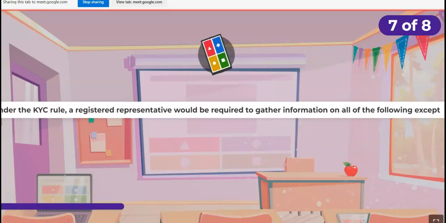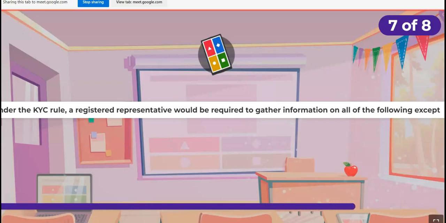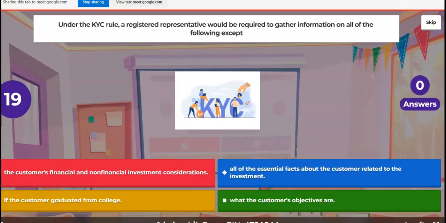Under the KYC rule, a registered representative would be required to gather information on all the following except: A, the customer's financial and non-financial investment considerations. B, all of the essential facts about the customer related to the investment. C, if the customer graduated from college. Or D, the customer's objectives.